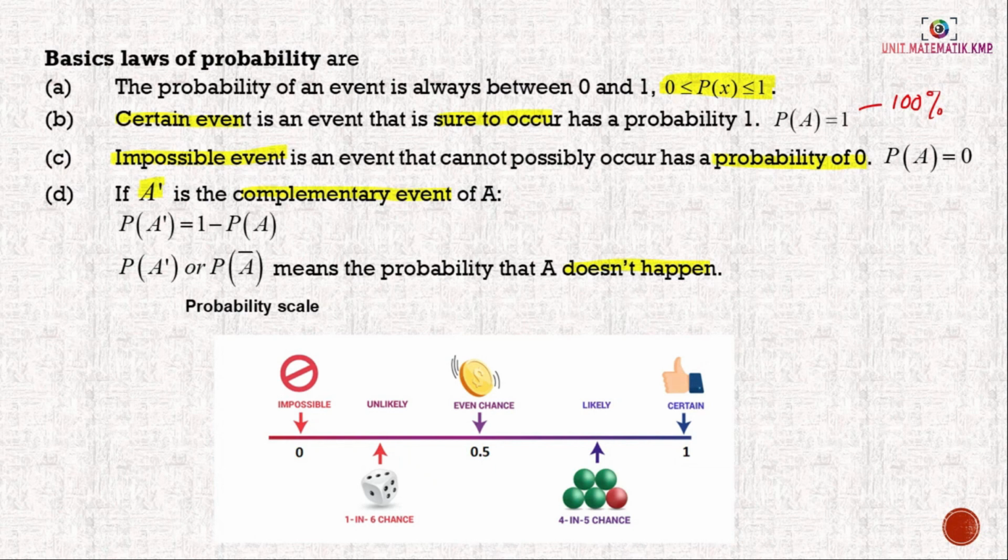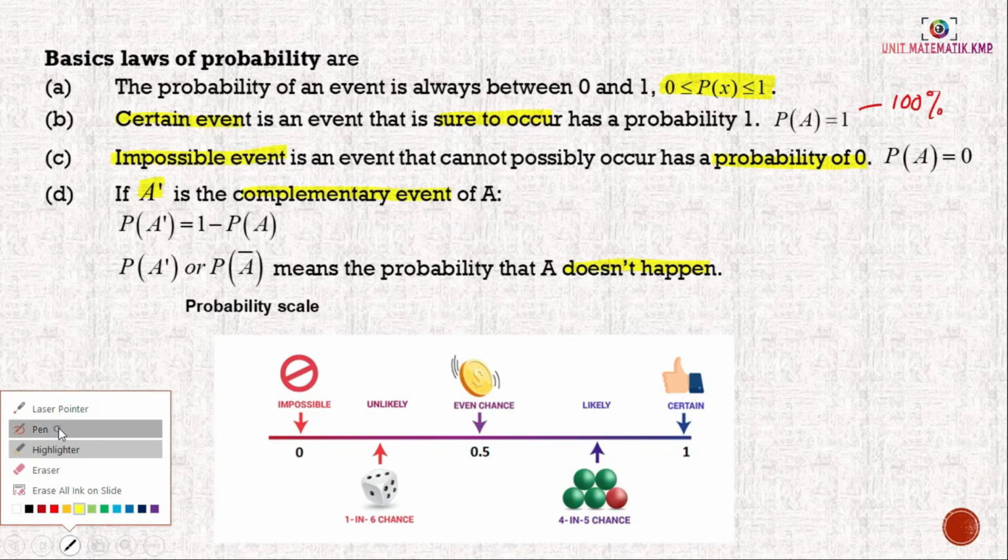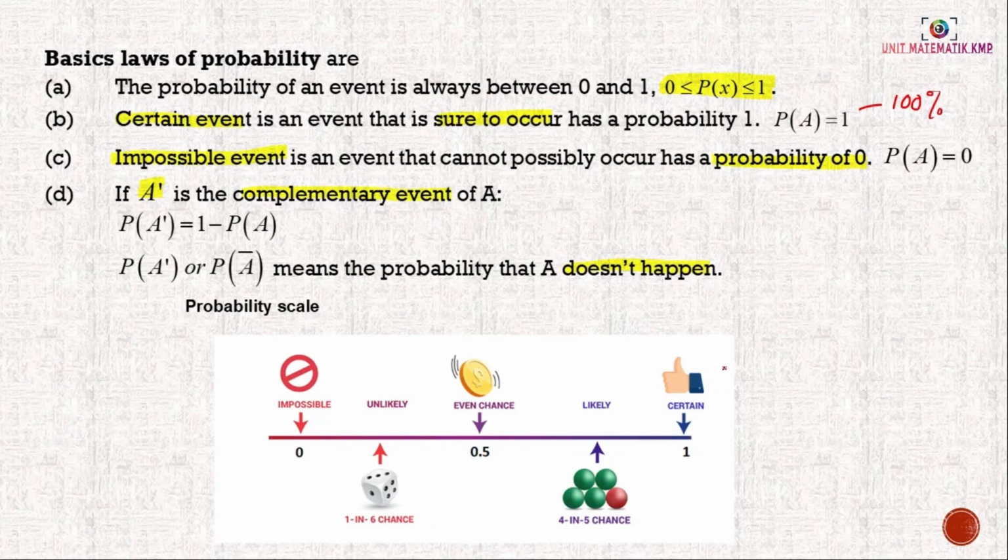So we know that probability is between 0 and 1. So 0 tu impossible event, and hujung ni adalah certain, that is confirm will happen. Okay, dekat tengah-tengah tu adalah dia even chance. Maksudnya dia 50-50. So tu adalah even chance.